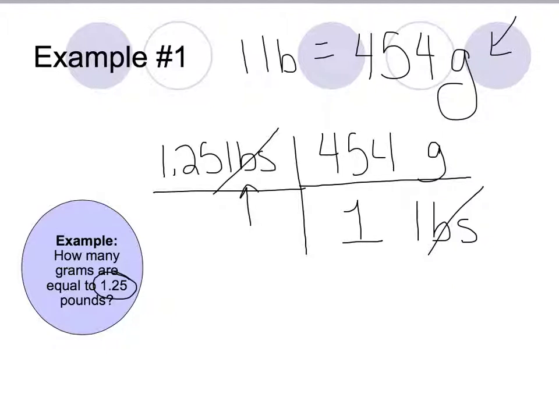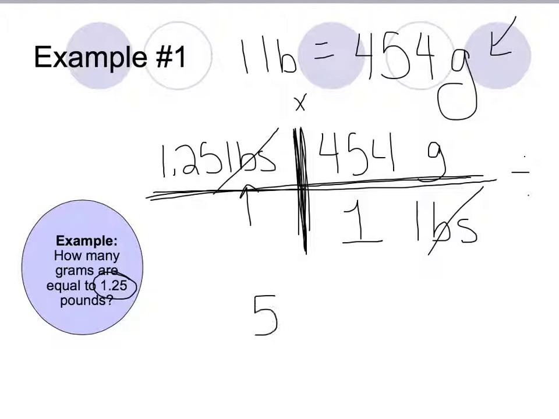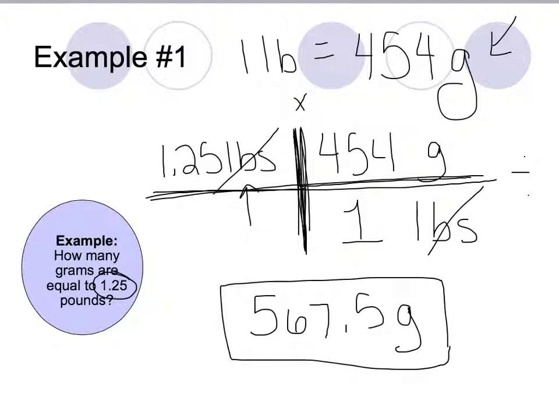So now, to do the math, this line right here, up and down, is kind of like the multiplying line. And this line is like a fraction. It's like a dividing line. So all we would do is take out our calculators, put 1.25, and then here's the multiplying line, times 454. And then here's the dividing line, divided by 1, which we don't really have to do. And I ended up with 567.5 grams. Does that make sense? It's more than 1 pound, so it should be more than 454 grams. Perfect. Circle my answer, and I'm good to go.